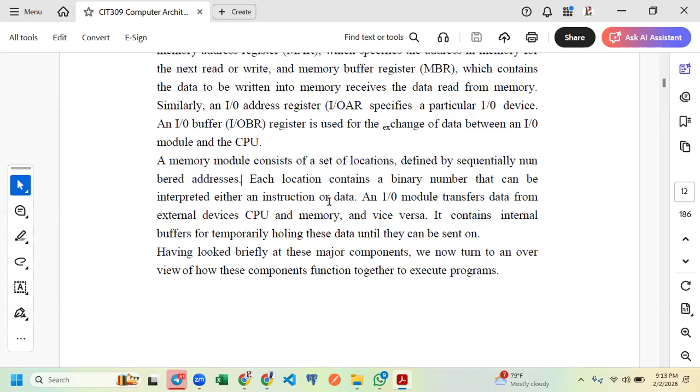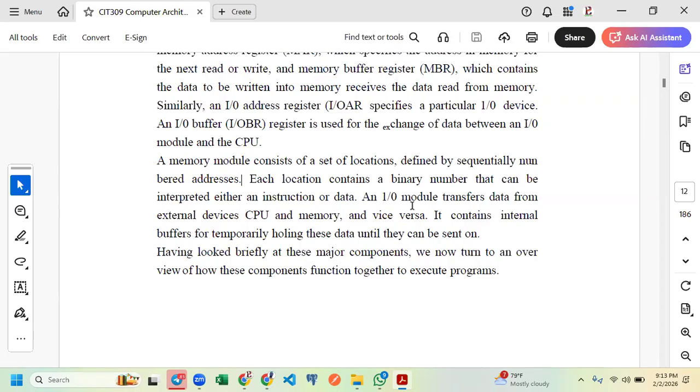Each location that you can find in the memory module, don't forget what we are talking about in this paragraph, is a definition for the memory module. A memory module consists of a set of locations. That is part of the definitions given for the memory module. So what are these locations? We say each location contains a binary number that can be interpreted either as an instruction or as data.